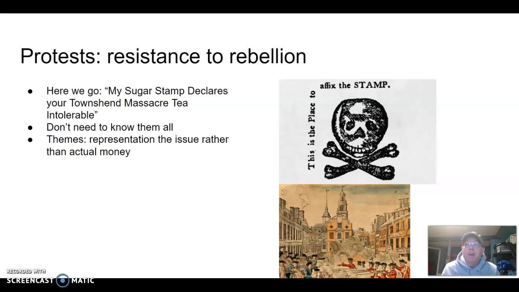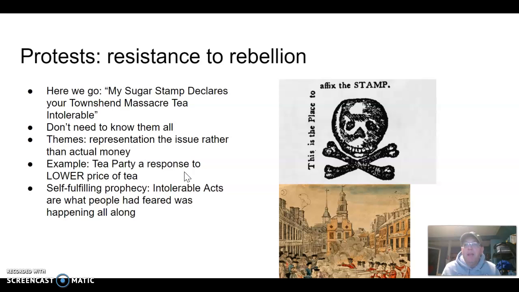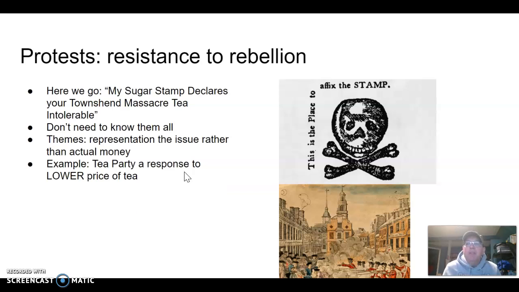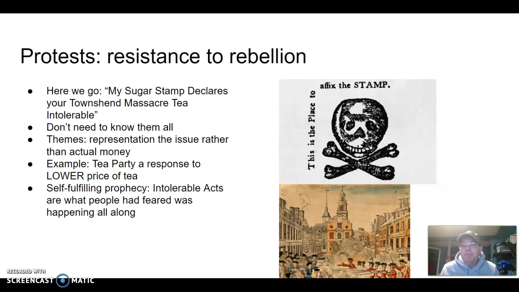The themes are that representation is the issue in a lot of these, rather than actual money. The Stamp Act is not a really heavy tax. The Townshend Acts are not heavy taxes. People are protesting that they're not represented in making them. For example, the Tea Party actually happens after the price of tea is lowered. So people are not complaining about high taxes. They're just complaining that taxes are made without their consultation. That's a key thought to keep in mind.